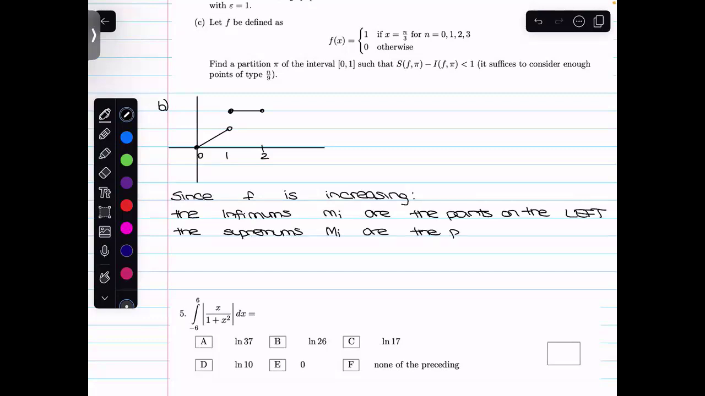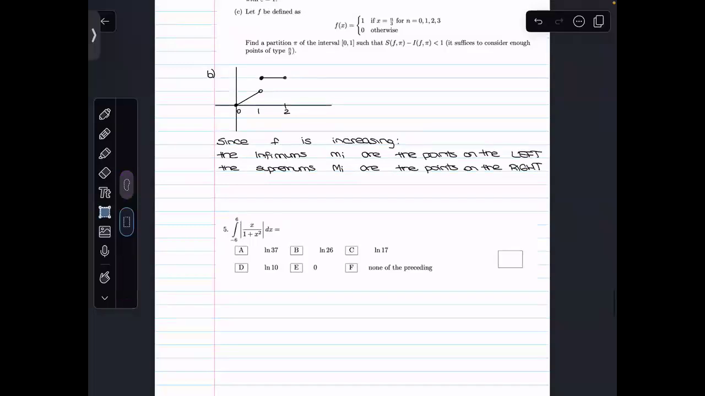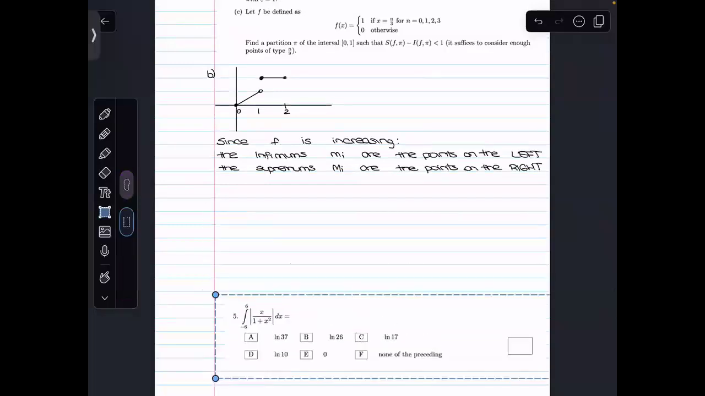So it's useful to realize that it's true for any increasing function, not just this one. And of course, for a decreasing function it would be flipped around. This way, if you have a function that you can't graph, but maybe you know, by using derivatives, that it's increasing, then you know which ones are going to be the infimums and which ones are going to be the supremums without needing the graph.